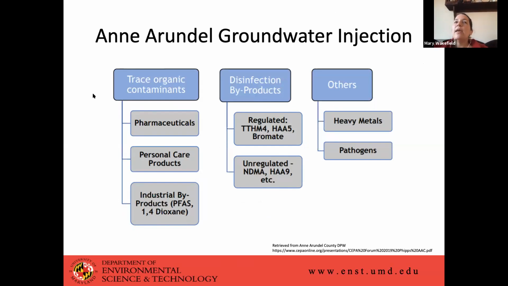All right. So what they're going to be looking at as they build their pilot facility and their test well are your trace organic contaminants, your pharmaceuticals, your personal care products, industrial byproducts, disinfection byproducts, and then heavy metals and pathogens. So they'll be monitoring all of these as closely as they can in the hopes of ascertaining whether or not the water that they are treating is going to affect the overall water quality that is currently in the aquifer. And if it looks like they're doing a good job, then they're going to build 3 more wells at the facility in Arundel that they are currently using as their research.